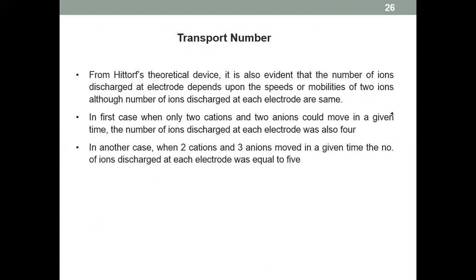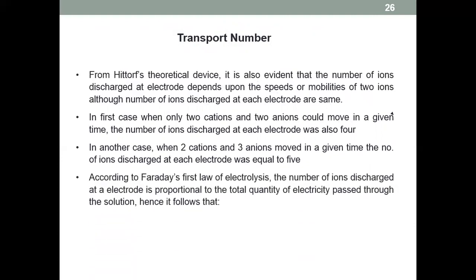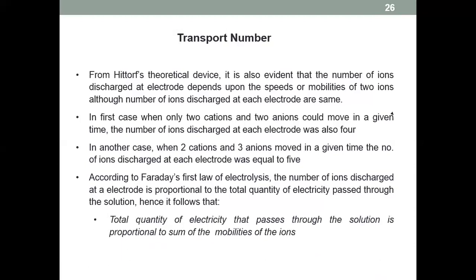All right. So, now, according to Faraday's law of electrolysis, the number of ions discharged at the electrode is proportional to the total quantity of electricity passed through the solution, and hence the total quantity of electricity will be the number of ions discharged. And how many ions are discharged?